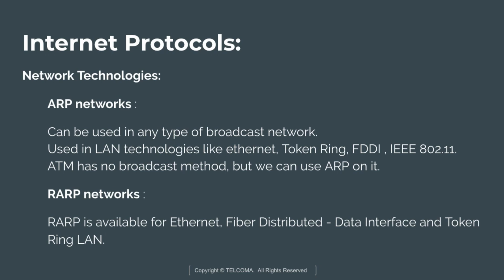Next is network technologies. Here ARP can be used in any type of broadcast network. It is used in LAN technologies like Ethernet, Token Ring, FDDI, and IEEE 802.11. Whereas ATM has no broadcast method, we can use ARP on it as well. Then is the RARP network. Here RARP is available for Ethernet, Fiber Distributed Data Interface, and Token Ring LAN.